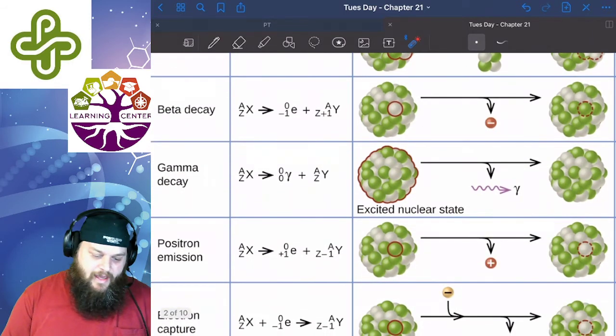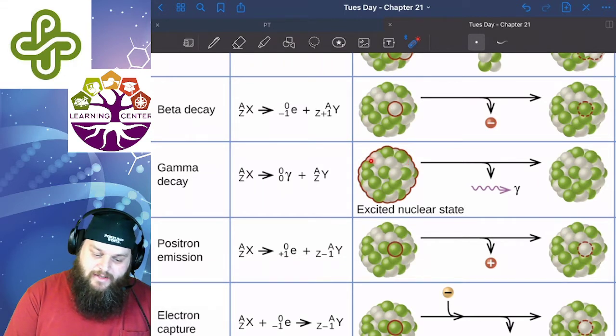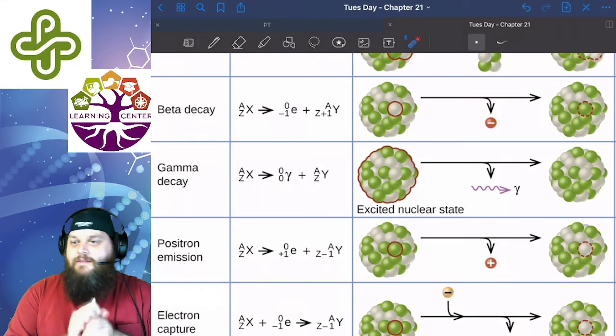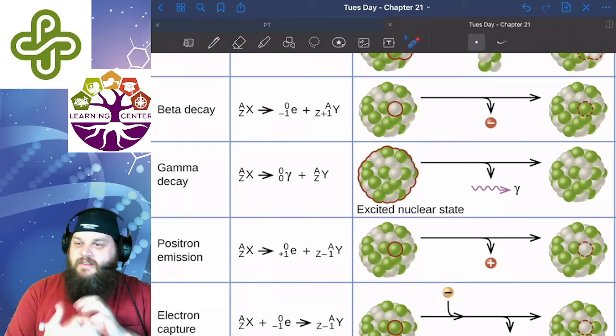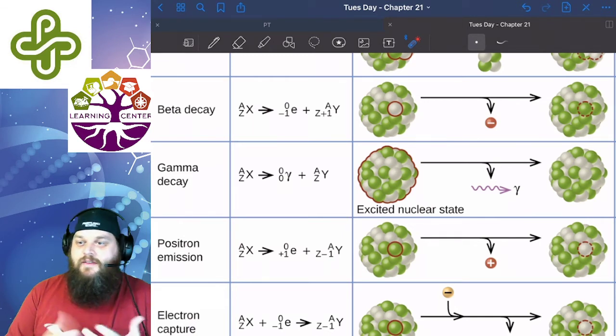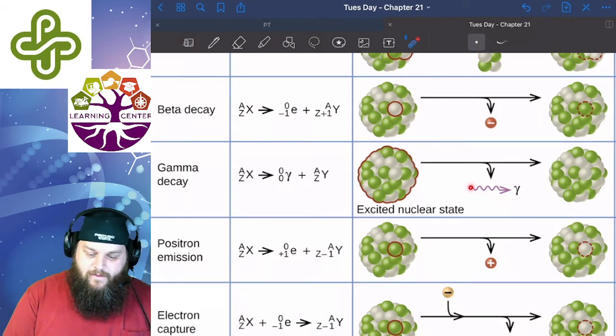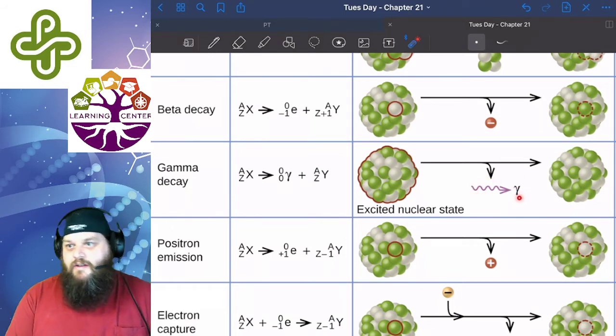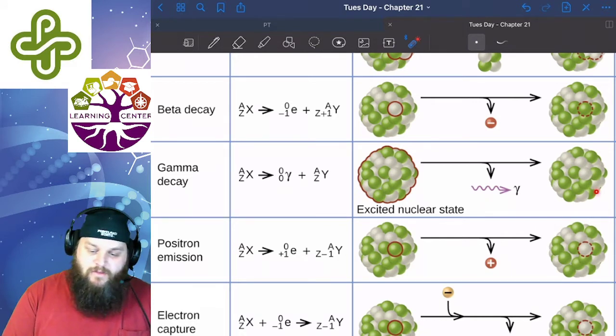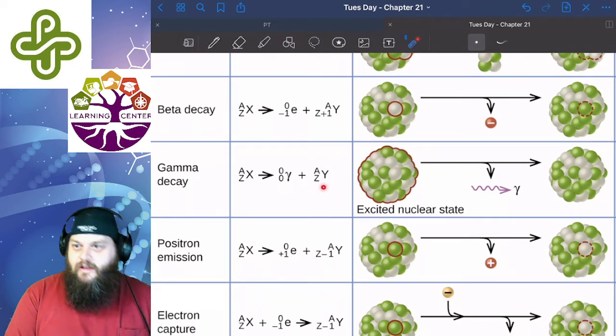For gamma decay, that's essentially when the whole nucleus is at some type of excited state. It could be there's a little bit of extra energy stored in there from the spin of the protons and neutrons or something to that effect. And when it relaxes, it releases that energy in the form of a highly energetic gamma radiation. So really, this is just a really energetic light wave. The only change is it goes from an excited state to a non-excited state. There's no change in the atomic structure. The A and Z values are the same, and the element is going to stay the same element.